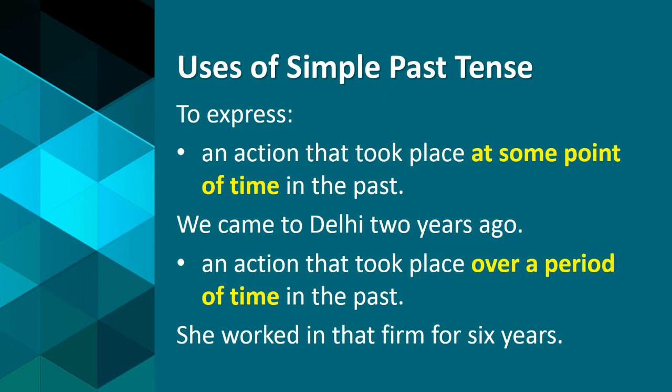When we come to the uses of simple past tense, the simple past tense is used to express an action that took place at some point of time in the past. Example, we came to Delhi 2 years ago. An action that took place over a period of time in the past. She worked in that firm for 6 years. In both cases, the action has already been completed, but it is referring to the past.